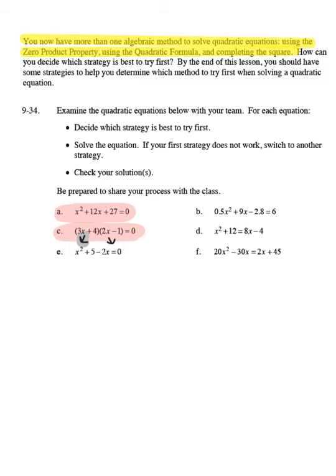For complete the square, I need the leading thing in front of the x squared to just be a 1. I can't have a number in front of the x squared. So I might try complete the square for E or for D. Remember that you need to first move everything to one side and get the equation equal to 0.